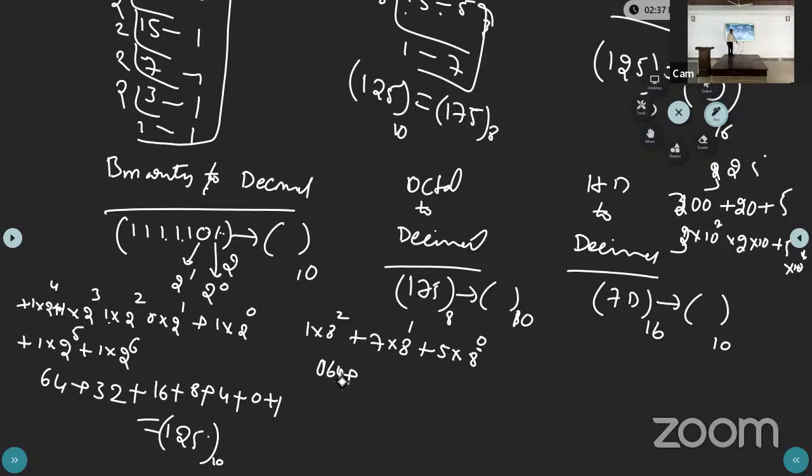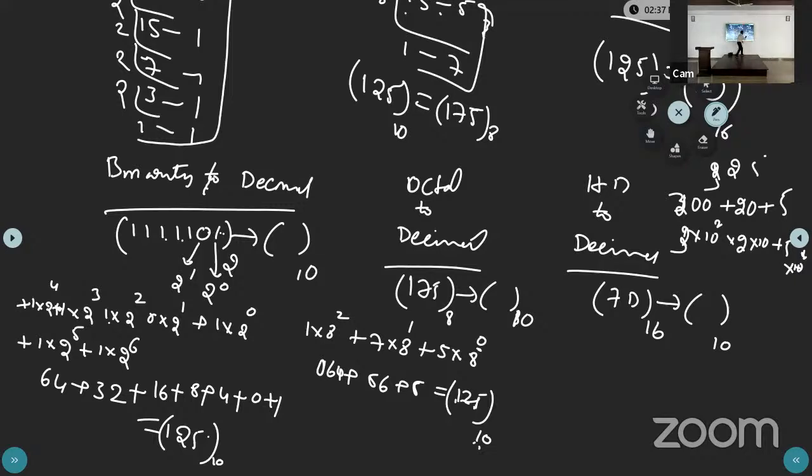64 plus 56 plus 5. What is the 8 power 0 value? 1. 1 into 5, 5. So the total value is 125.